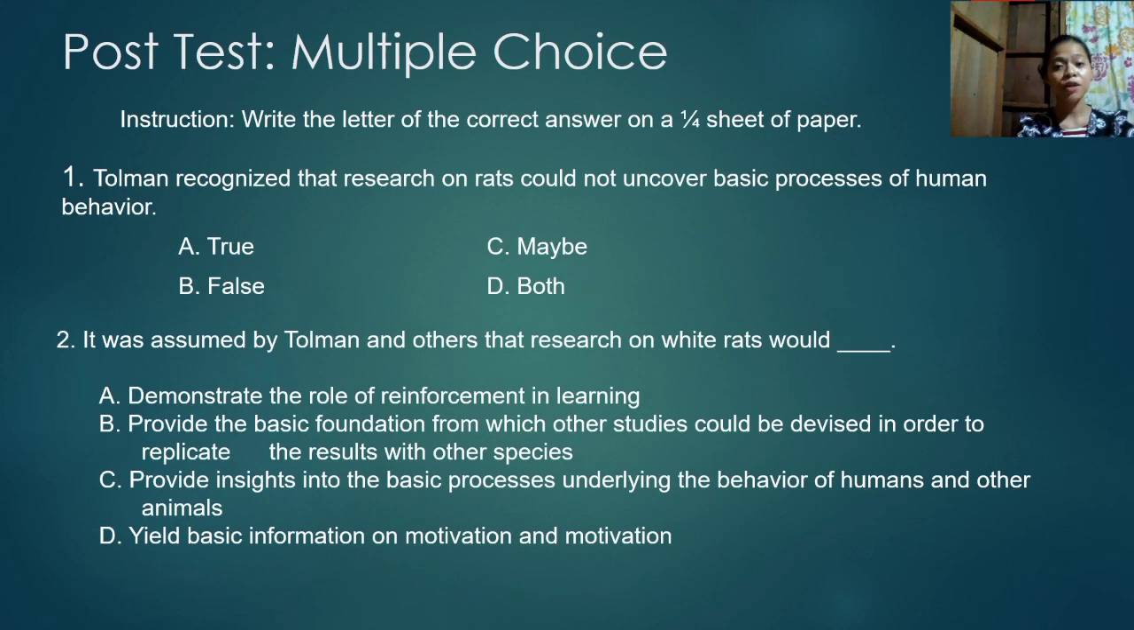Before we end our discussion, we're going to have a pause test, multiple choice. Instruction: write the letter of the correct answer on a 1/4 sheet of paper. Number one, Tolman recognized that research on rats could not uncover basic processes of human behavior. A, true. B, false. C, maybe. D, both. Number two, it was shown by Tolman and others that research on white rats would: A, demonstrate the rule of reinforcement in learning. B, provide a basic foundation from which other studies could be devised in order to replicate the results with other species. C, provide insight into the basic processes underlying the behaviors of humans. And D, yield basic information on motivation.